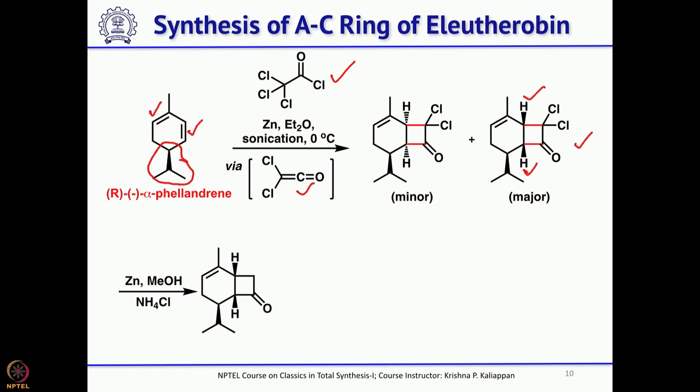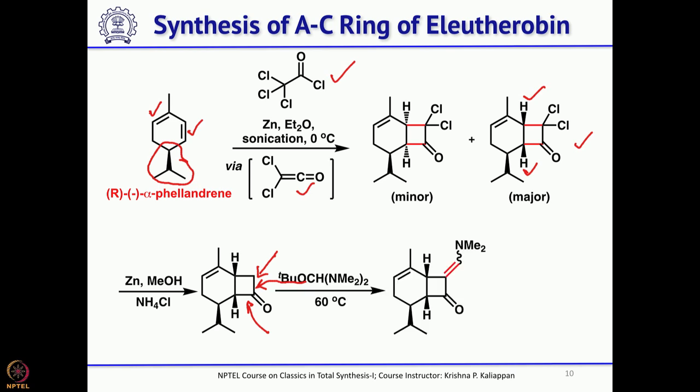Now we have to open the cyclobutanone ring. So one way is to introduce a functional group here and open this cyclobutanone. If you use Baeyer-Villiger oxidation, it will open up here, which is not required. You need to open the cyclobutanone at this place. So for that, it is easy to introduce an aldehyde equivalent. If you look at this, this is an aldehyde equivalent.